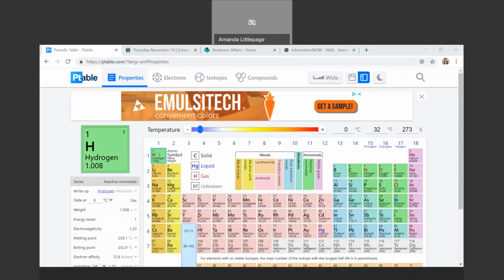Let's look at hydrogen here. Remember that hydrogen has an atomic number of 1. When you're looking at the periodic table, the atomic number is always here at the top. So atomic number, H is the atomic symbol, hydrogen is the name, and below that is the atomic mass. This is equal to the number of protons plus the number of neutrons. This is something you need to know, what this information is and where to find it.